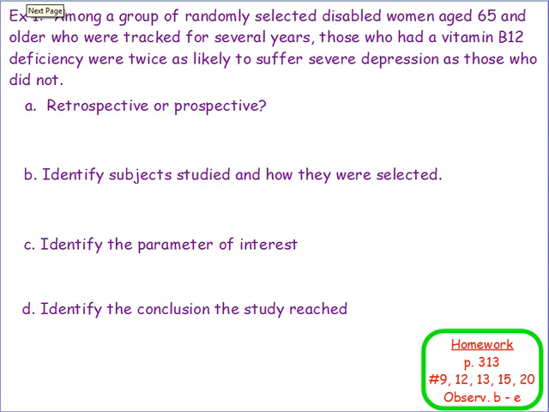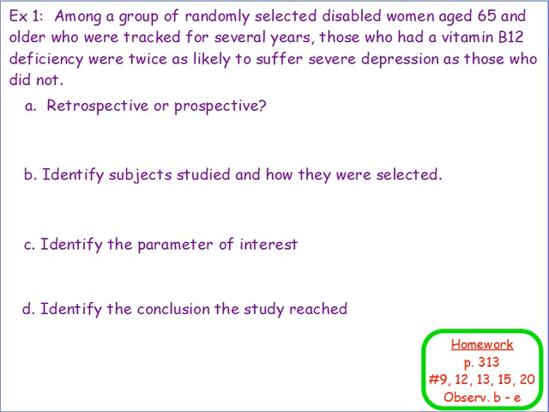So today's lesson is extremely short. That's all we're talking about, is just looking at an example. These are all observational. So here is our situation. We have a group of randomly selected disabled women aged 65 and older who were tracked for several years. Those who had vitamin B12 deficiency were twice as likely to suffer severe depression as those who did not. This is an observational study. We did not interact with these women. All we did was track for several years whether they had depression or not. This is what we mean by observational.